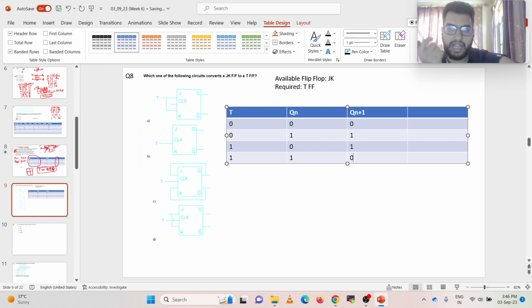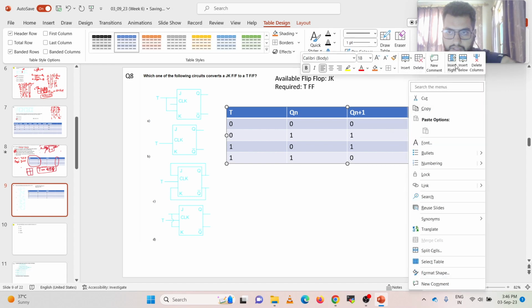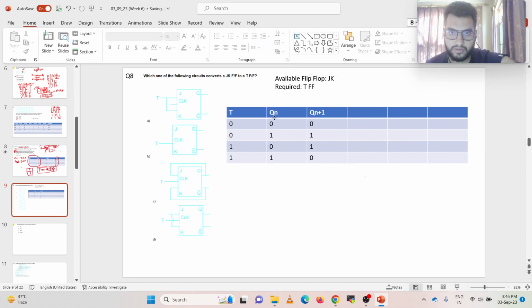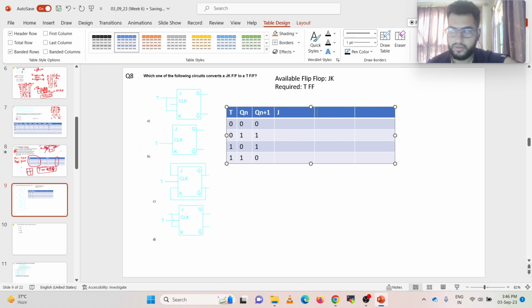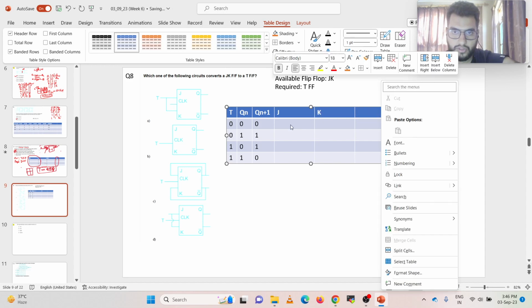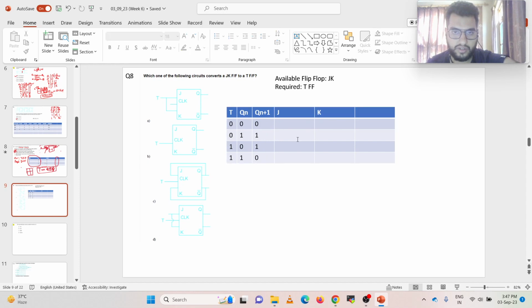Now we need to write down the excitation table of the available flip-flop. Now we have J and we have K here. So before writing it, let me just draw the excitation table of the JK flip-flop.